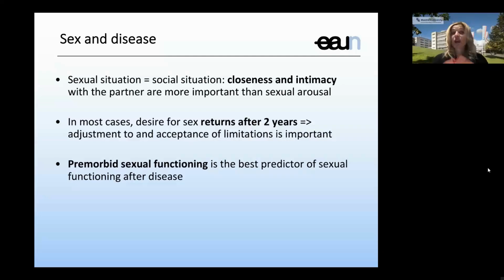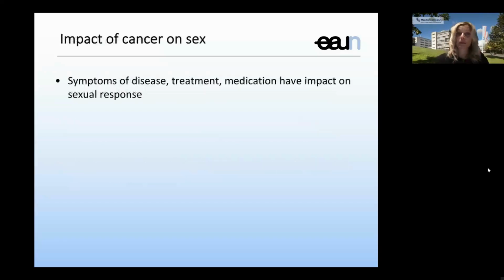Now, we know in general that pre-morbid sexual functioning is the best predictor of sexual functioning after disease. Because if you have a couple with low sexual flexibility, difficult communication, maybe there were already some sexual problems, then the chances for sexual rehabilitation are lower. And it becomes a more difficult process because you need to teach them to communicate. You need to teach them to become a little bit more flexible. So always ask about their sexuality before the disease.